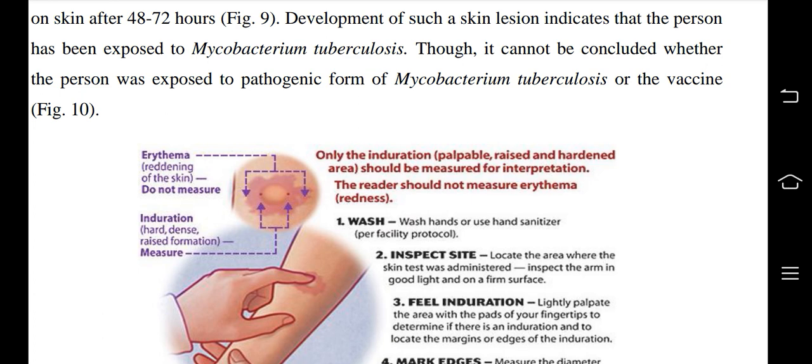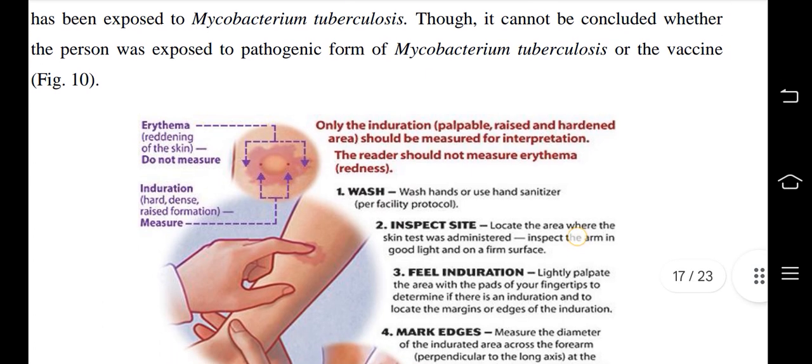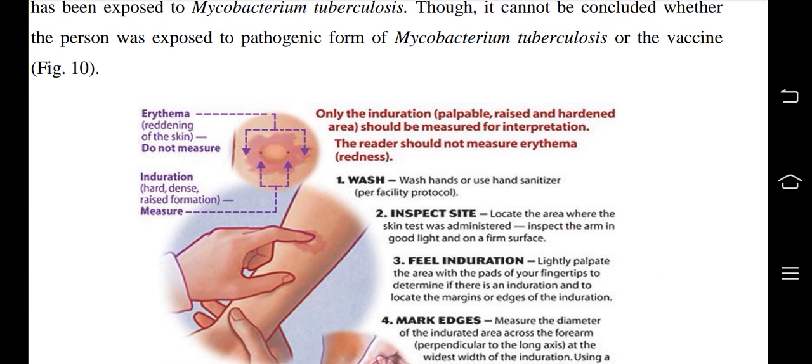Wash hands or use hand sanitizer per facility protocol. Inspect the site. Locate the area where the skin test was administered. Inspect the arm on a firm surface. Then feel for induration. Lightly palpate the area with the pads of your fingertips to determine if there is an induration and to locate the margins or edges of the induration.